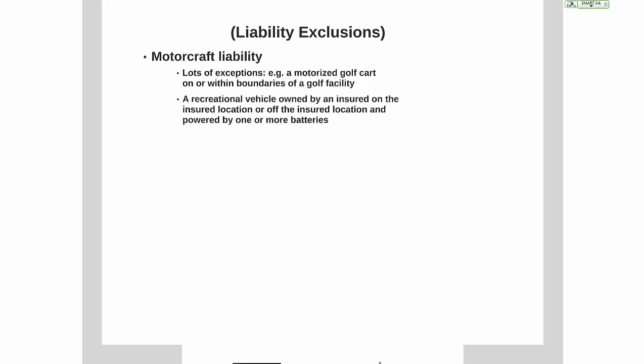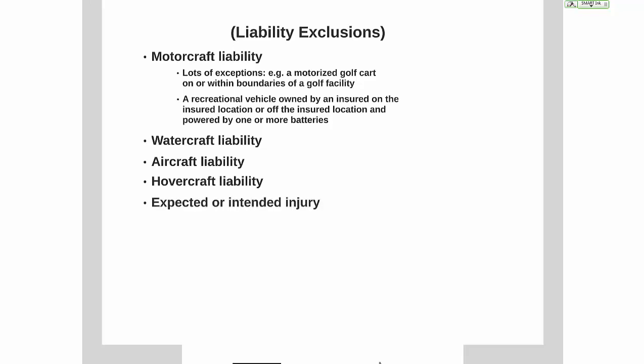Also, a recreational vehicle owned by an insured on the insured location or off the insured location and powered by one or more batteries is an exception. Remember, an exception to an exclusion is actually an acknowledgement of coverage. Then, watercraft liability and aircraft liability and hovercraft liability. Also, expected or intended injury.